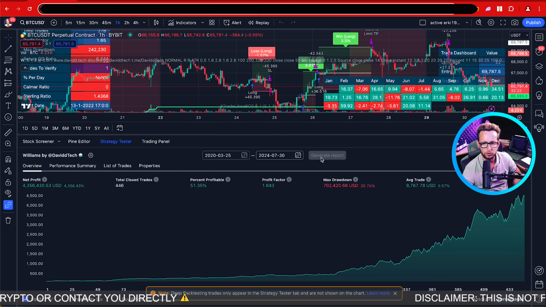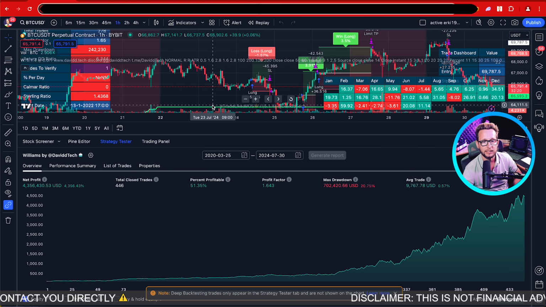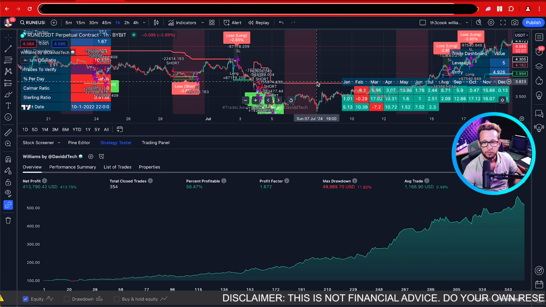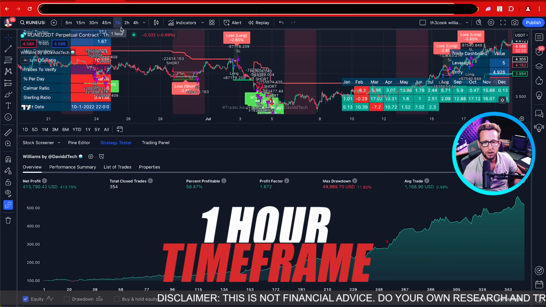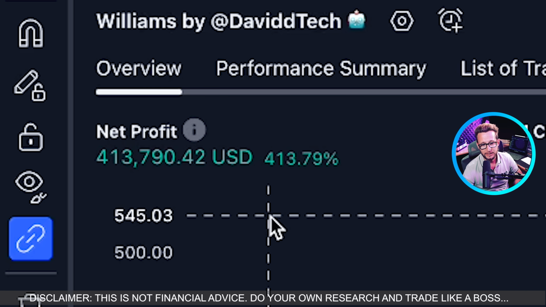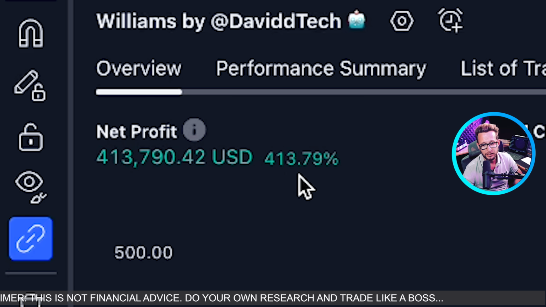Equity curve looks great. Let's move on and let's have a look at a Rune USDT setup sent to us by one of our members. We are still on the 1 hour time frame on Rune USDT. The net profit on Rune USDT is 413%.